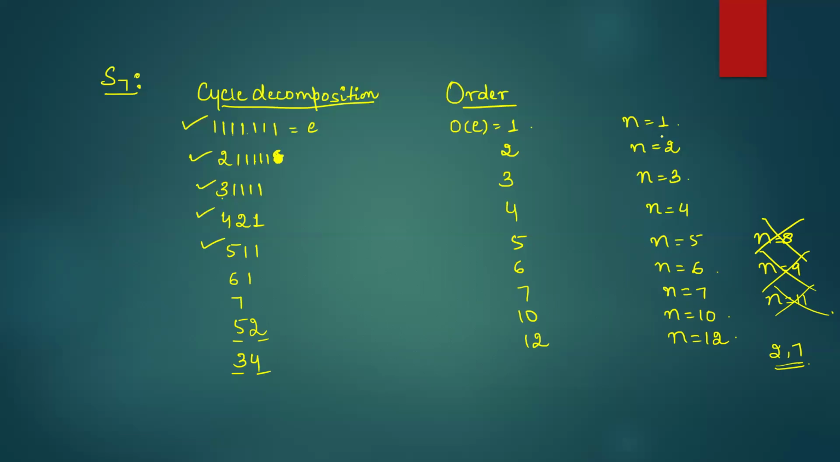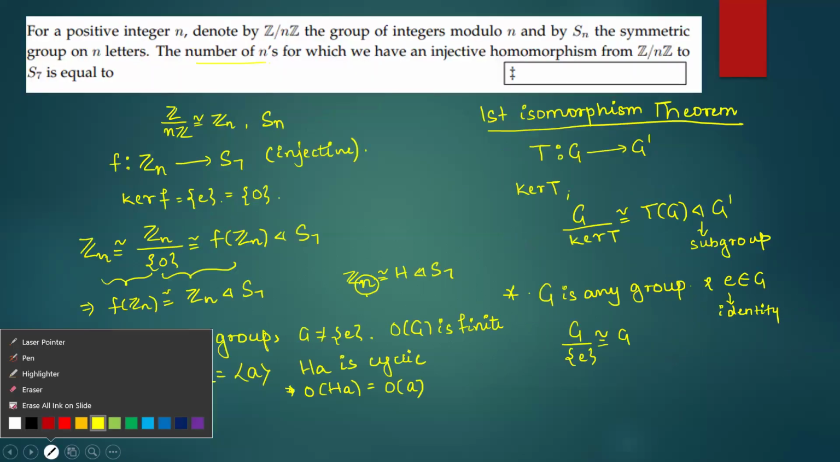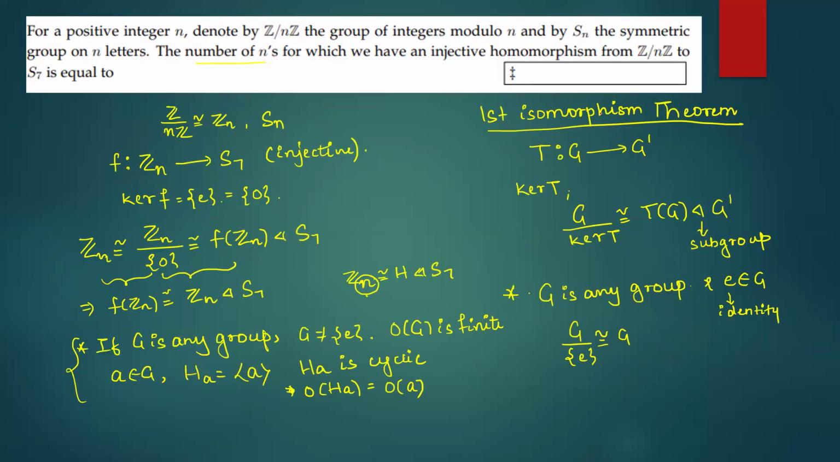Now, कितने values of n हैं? That is a question. So 1, 2, 3, 4, 5, 6, 7, 8, 9. So there are a total of 9 possible values of n. So इस question का answer है the total of 9 possible values of n.